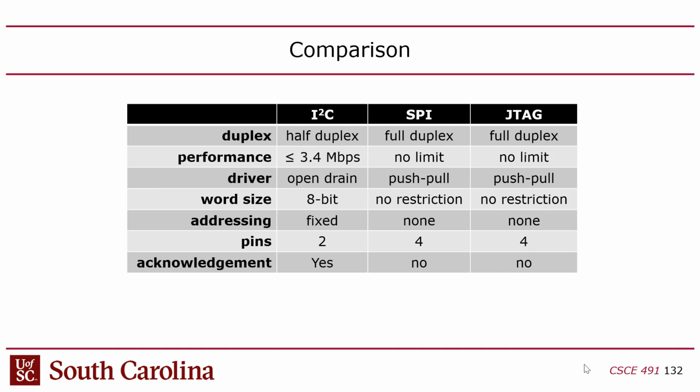I2C has a specific word size, 8 bits associated with it, whereas these guys don't, as I mentioned, SPI and JTAG. Although SPI usually is 8 bits. Addressing is fixed in I2C, whereas these guys are a little bit more flexible. And then I2C has 2 pins. These guys both have 4, although JTAG has some optional pins. And I2C is the only one that has an acknowledgement.